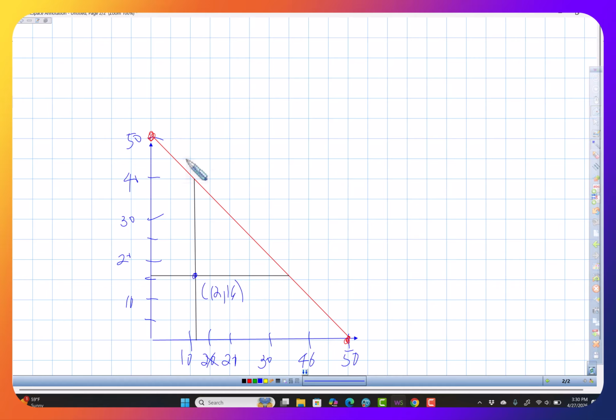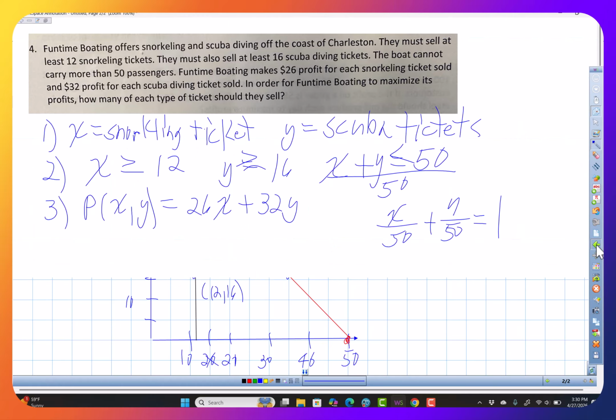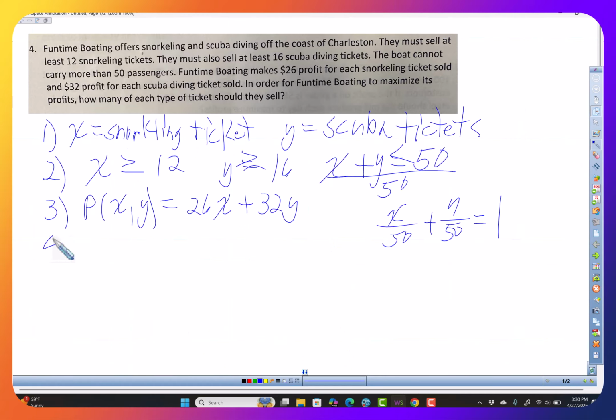So this is 50 minus 12, so this is 12, 38. And here we have y is 16. So if the total has to be 50, this is 34. So we've graphed.